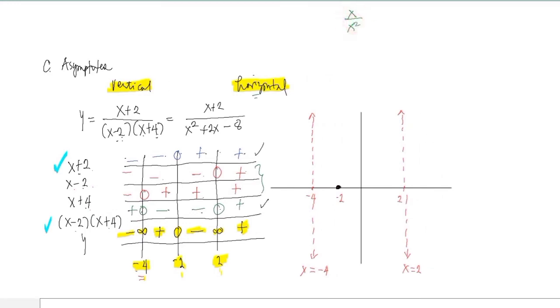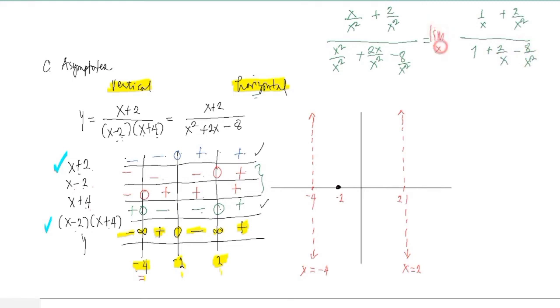So, ang gagawin natin dito is to divide everything by the highest degree of the exponent, since x squared yung pinakamataas na exponent, so we divide everything by x squared. And then, after this, ay kukunin natin siya ng limit as x approaches infinity. So, that would be 1 over x plus 2 over x squared. And for the denominator, so we will have 1 plus 2 over x minus 8 over x squared.